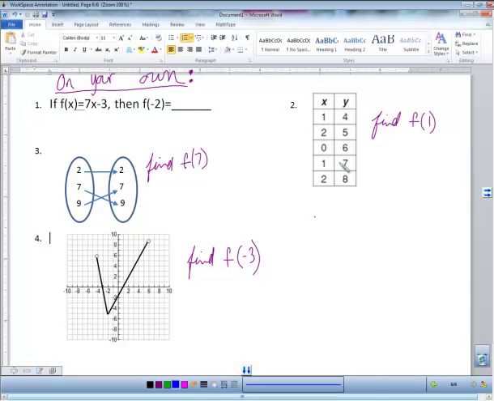Alright, you have these 4 to do on your own. You have an equation, you have a table, you have mapping, and you have a graph. So do these. If you have any questions for me, please write those down, and I will see you in class.